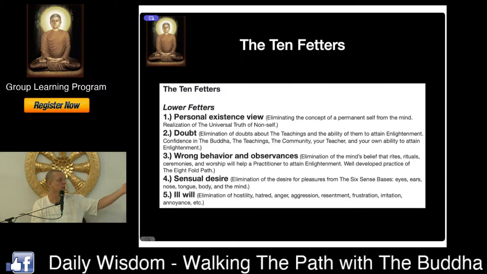So this first one here is called personal existence view. This is part of the lower fetters. And then I'm going to show you the higher fetters as well.